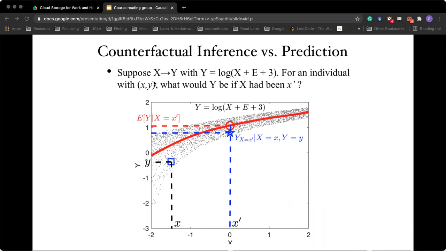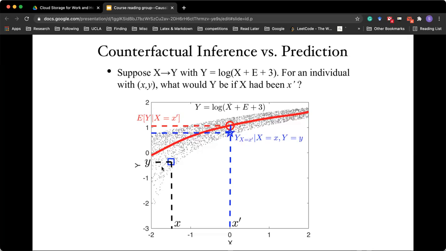Suppose we know that the underlying causal relation is X can cause Y, and we write down the causal mechanism as Y equals X plus E plus 3. Here the E is the hidden factors, just the hidden factors we use in the SCM model. Let's say X is the attendance, Y is the GPA of a course, and E is how smart this student is.